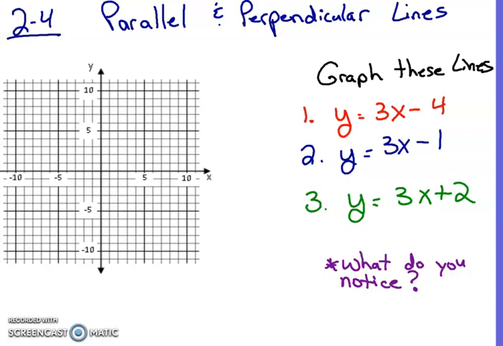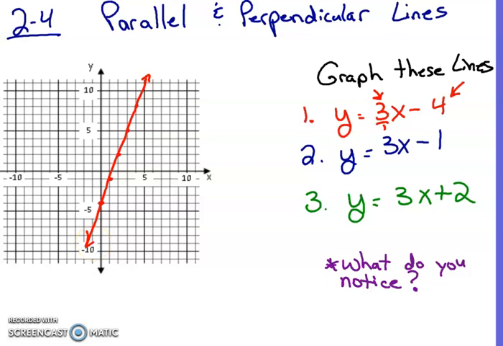If we had to graph these, notice all of these are in y equals mx plus b. Remember, this is your y-intercept right there, and this is your slope. Slope is defined as rise over 1. So we're going to start at -4 and then go up 3 over 1, up 3 over 1, and connect the dots. And that's the red line.